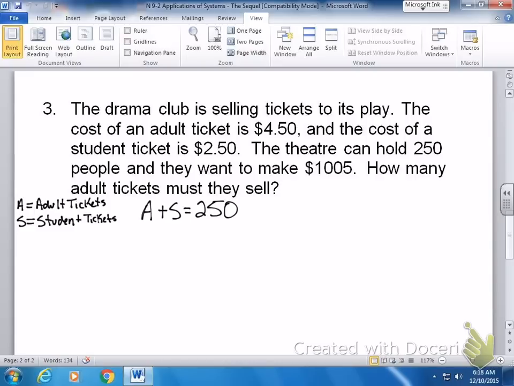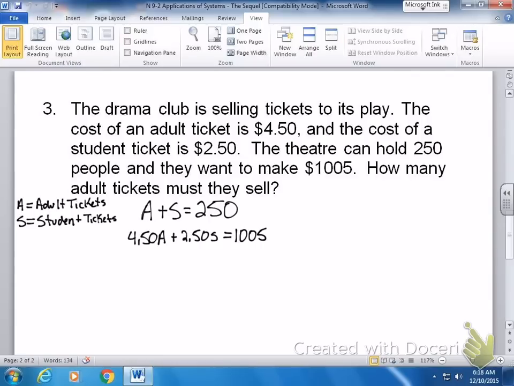$4.50 for an adult, $2.50 for a student. So I'm going to take 4.50 and multiply it by the number of adult tickets I sold, plus 2.50 times the number of student tickets I sold. And they want to make $1,050, so equals $1,005. Now we have our two equations.